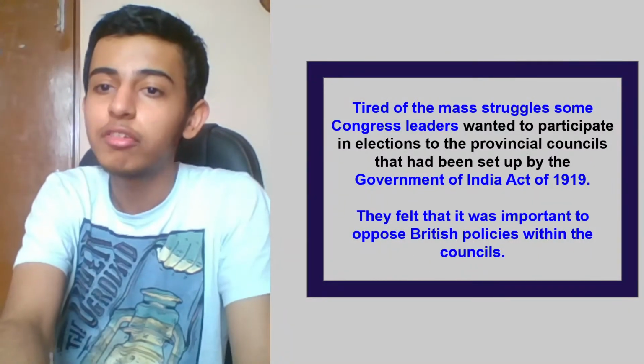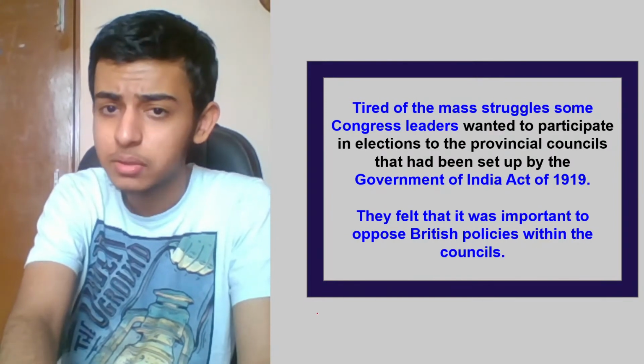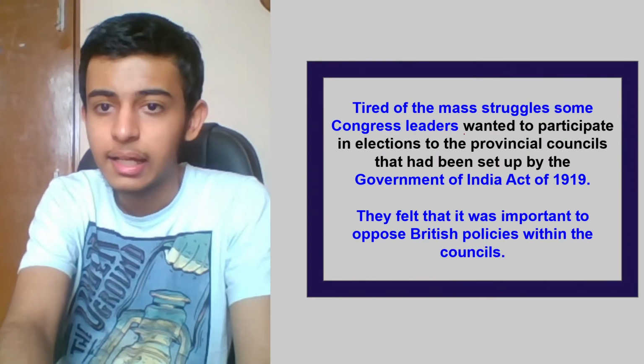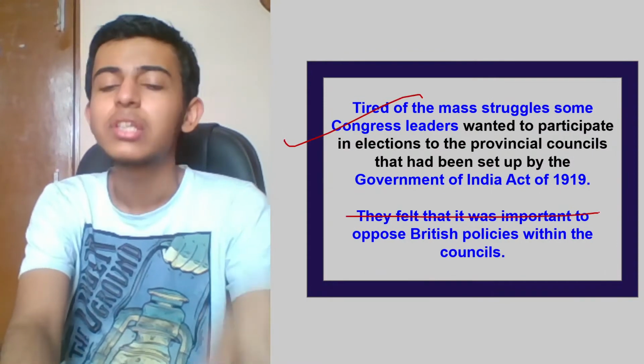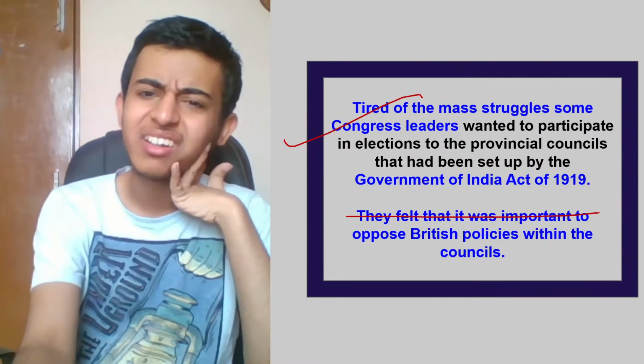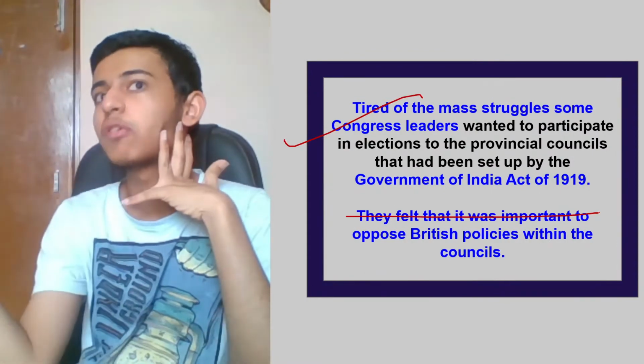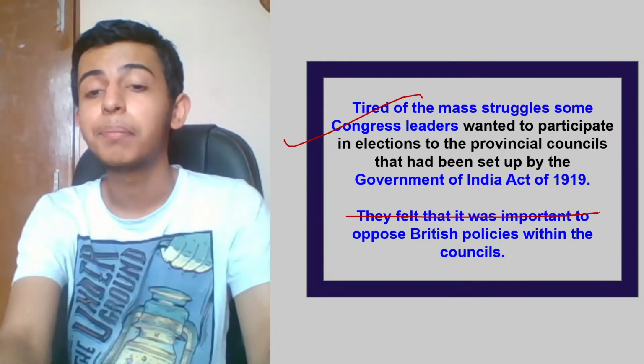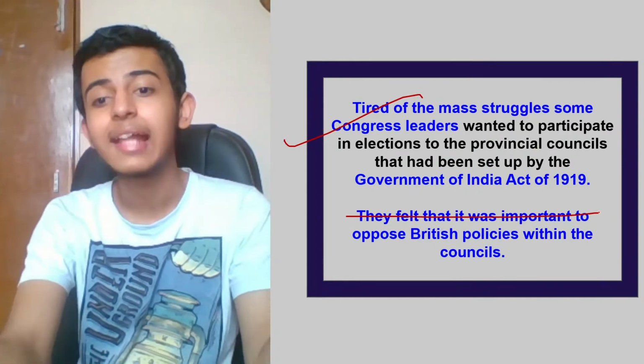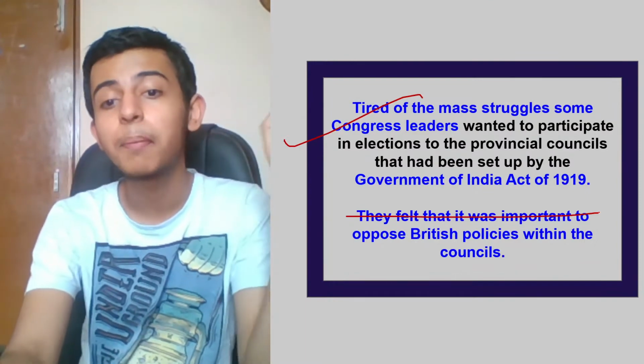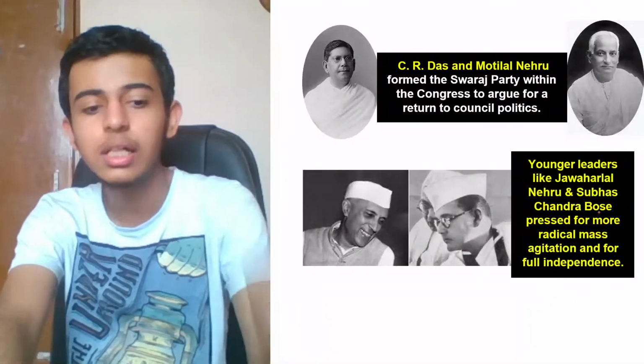Right? Tired of mass struggles, some Congress leaders wanted to participate in elections to the provincial council that had been set up. So Congress leaders were very tired of these mass agitations, of gathering in masses and then protesting against the Britishers, right? And they wanted that it was important to oppose British policies within the council.